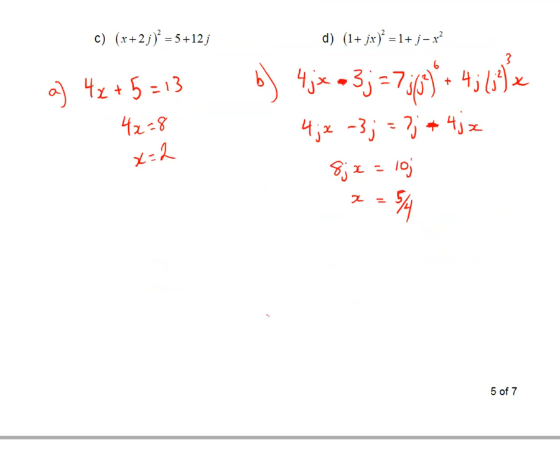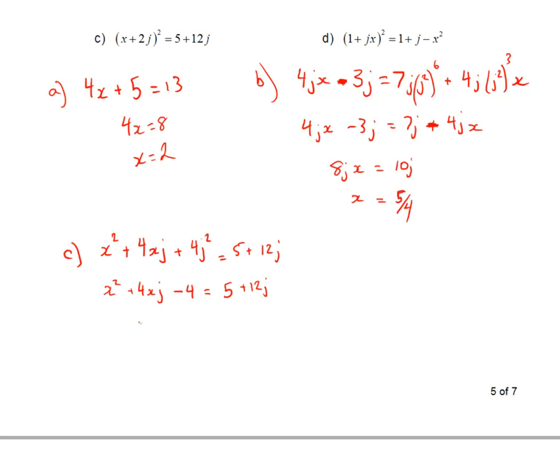C, we'll move down here. We have to square this bracket first. So we square it, we get x squared plus 4xj plus 4j squared equals 5 plus 12j. x squared we keep. 4xj we keep. 4j squared is just minus 4 equals 5 plus 12j.